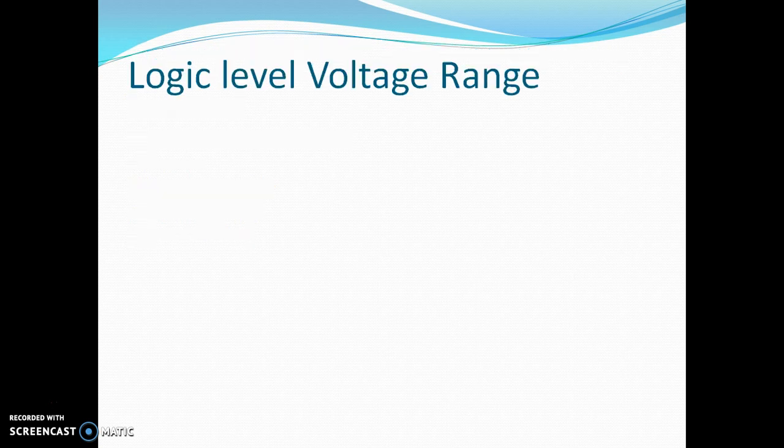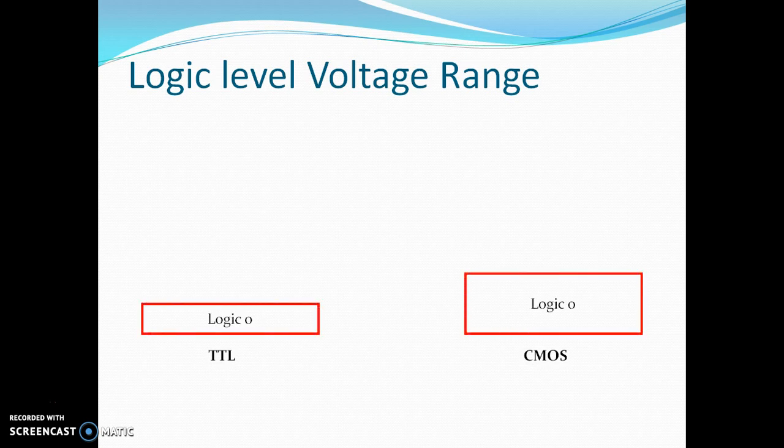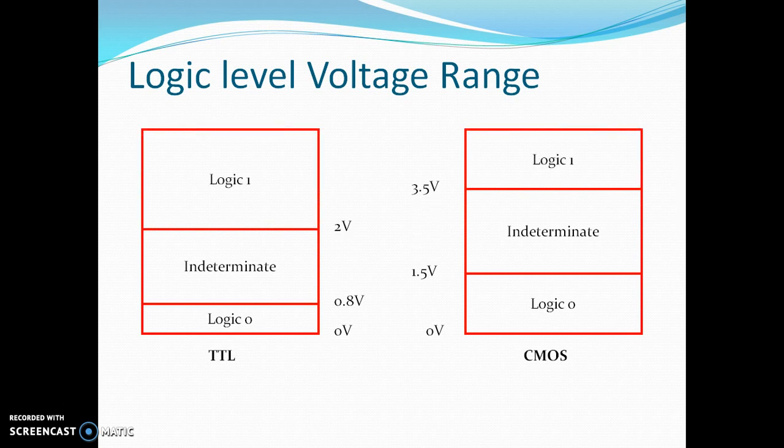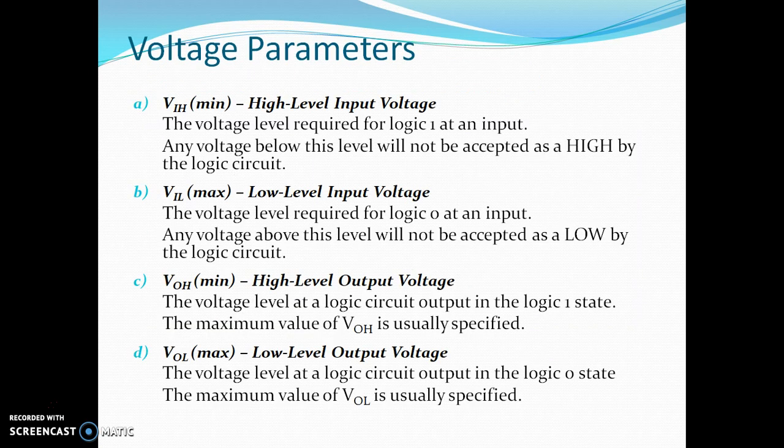First we'll see the voltage range for TTL as well as for CMOS. To represent logic 0, the TTL range is 0 volt to 0.8 volt and the CMOS range is 0 to 1.5 volt. Then there is an intermediate level. This is a level between logic 0 and logic 1. To represent logic 1, the TTL range is 2 volt to 5 volt and the CMOS range is 3.5 volt to 5 volt.